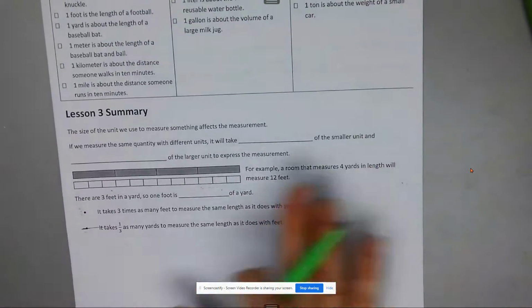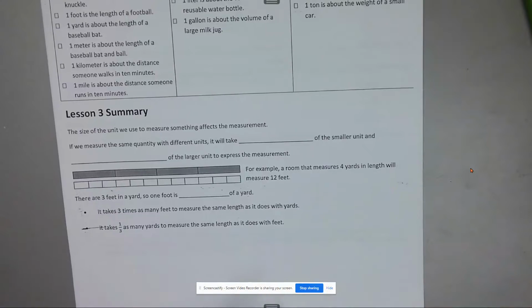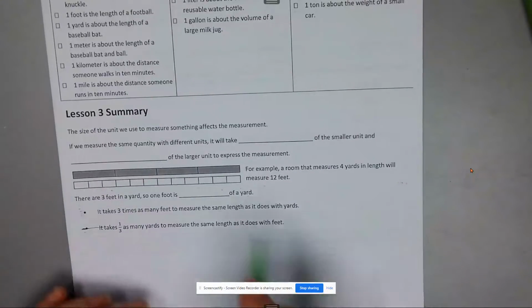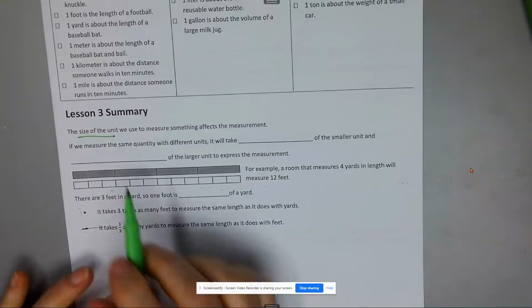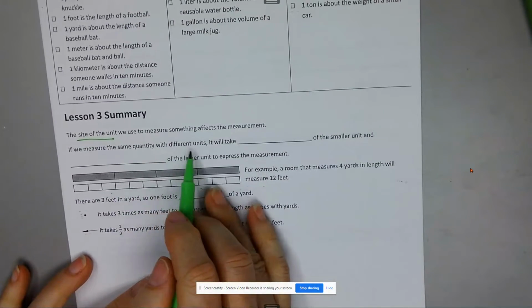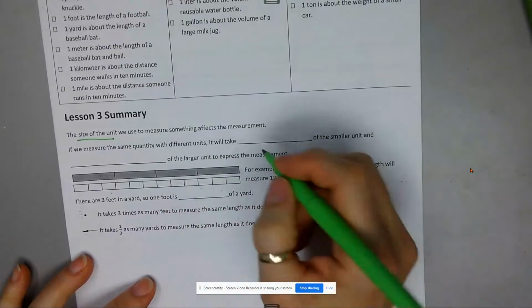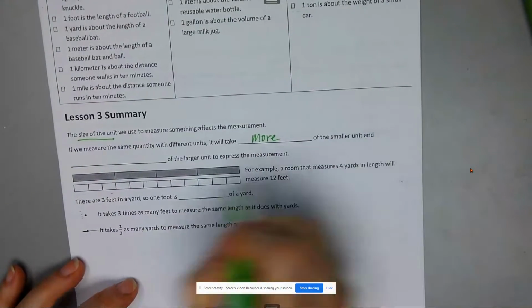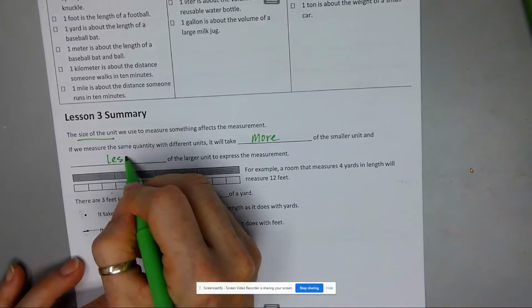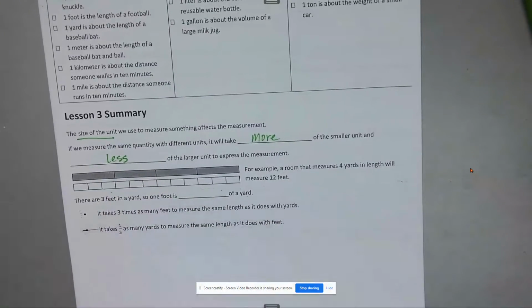Okay, lesson 3. The size of the unit that we measure affects the measurement. If we measure the same quantity with different units, it will take more of the smaller unit and less of the larger unit to express the measurement.